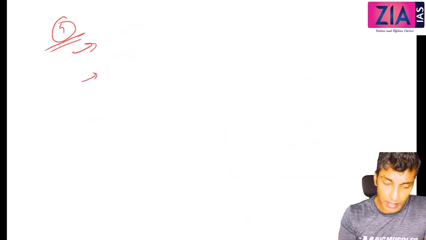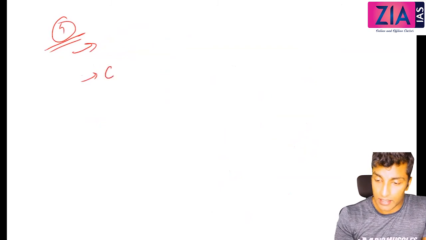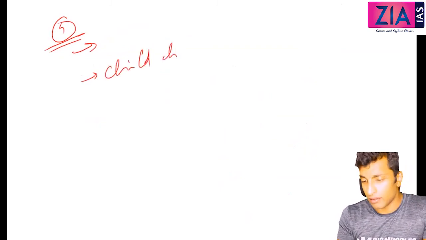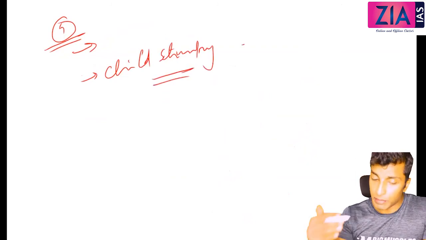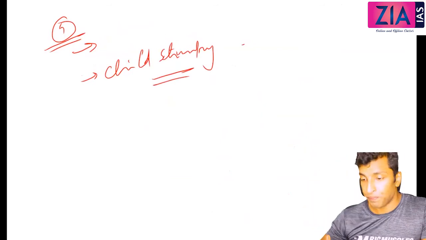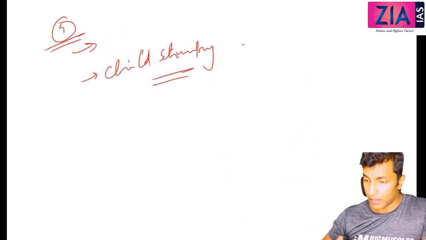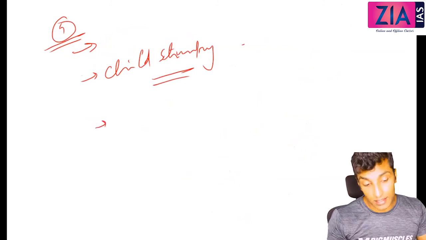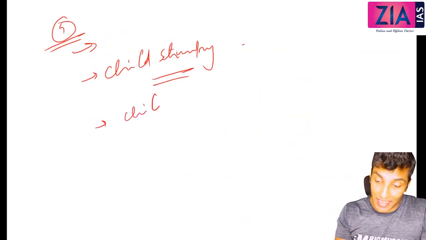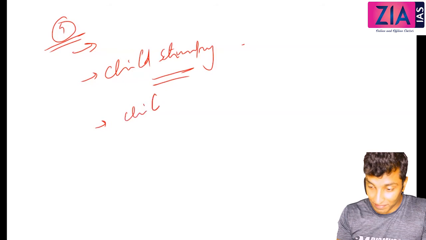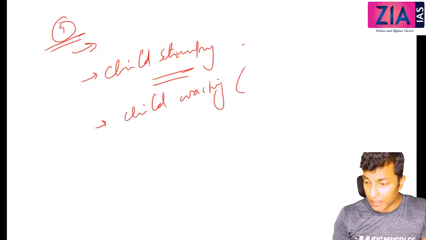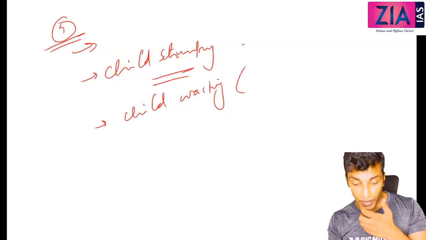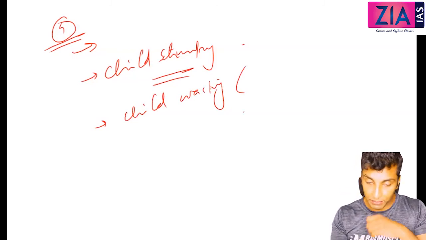Then one more component is child stunting. Child stunting means, up to 5 years, low height for age. So 5 years is the age, but you don't have the height. That is child stunting. Then child wasting. What is that? Low weight for height. You have height but not enough weight. So that is child wasting.